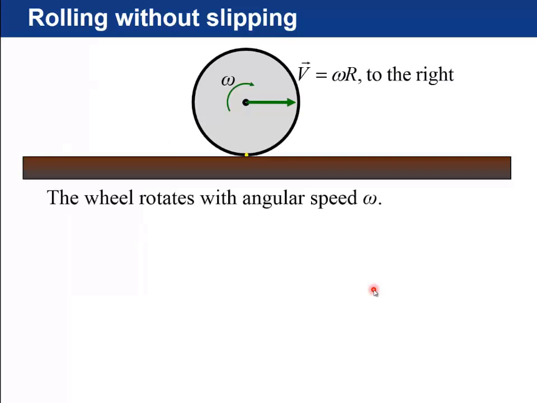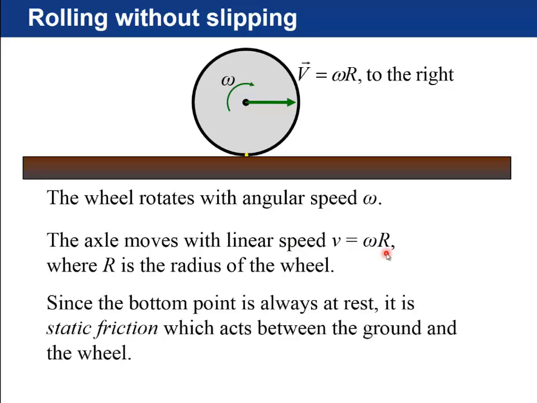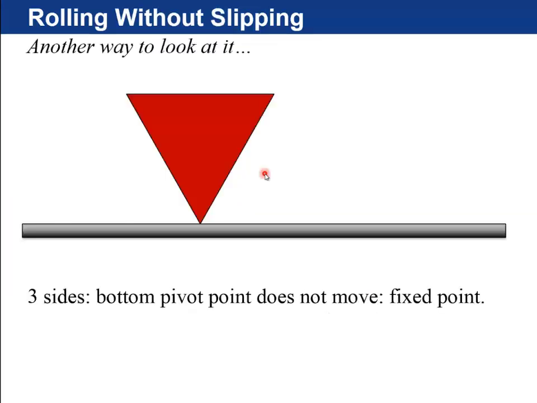So just to sum up, the wheel rotates with angular speed omega. The axle moves with linear speed omega times r, where r is the radius of the wheel. And since the bottom point is always at rest, it's static friction which acts between the ground and the wheel. It's one of the important things here.